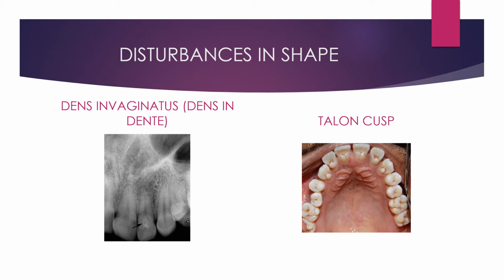The opposite of dens invaginatus is the talon cusp. In this case, an enamel protuberance is created, usually on the lingual surface. Talon cusps are not treated unless they interfere with occlusion. However, there is pulpal tissue present in that talon cusp, so any adjustment must be made very carefully.